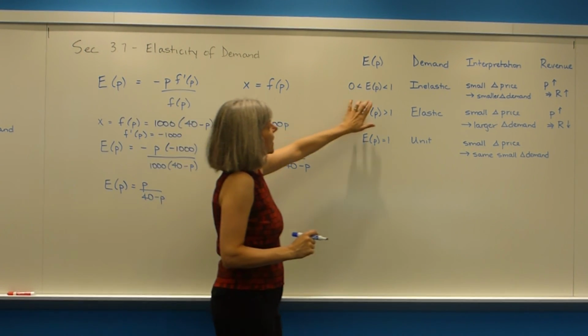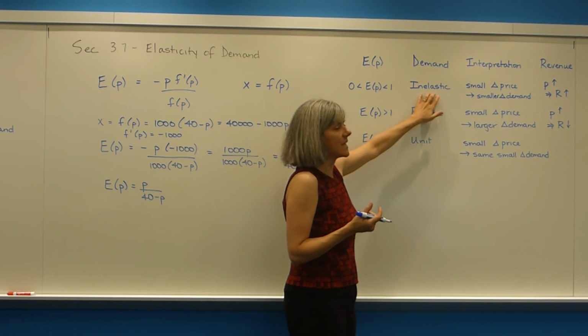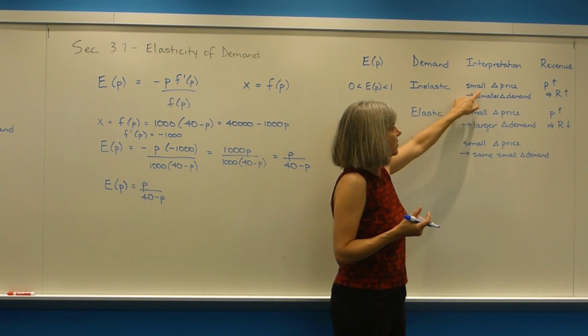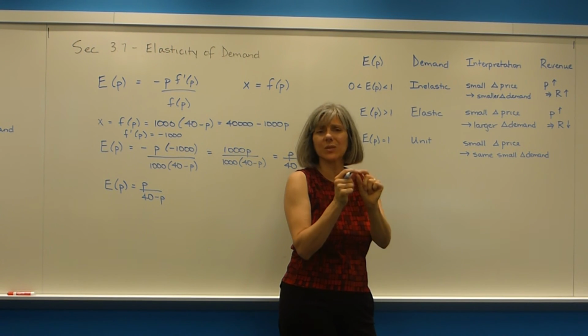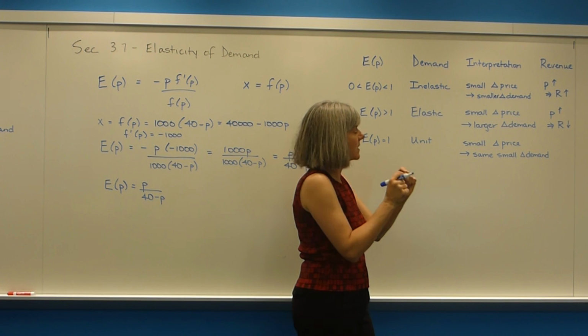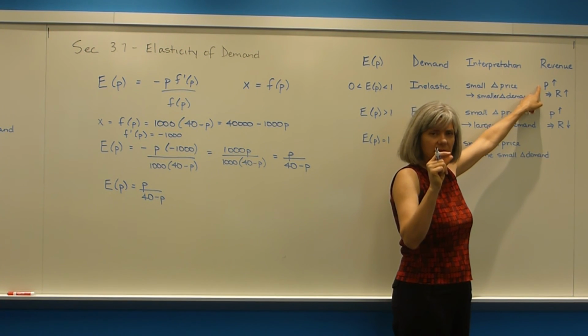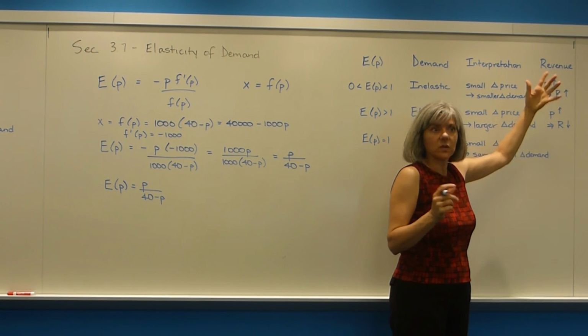So let's come over here. If E of p is a small fraction between 0 and 1, we call that inelastic. What that means is a small change in price will make an even smaller change in demand. It's just very small. Not very much happens. Which means that when the price goes up, because the demand has not gone down very much, revenue goes up.